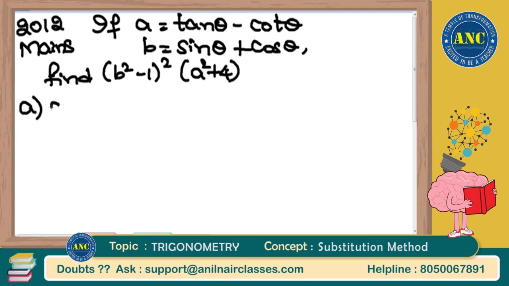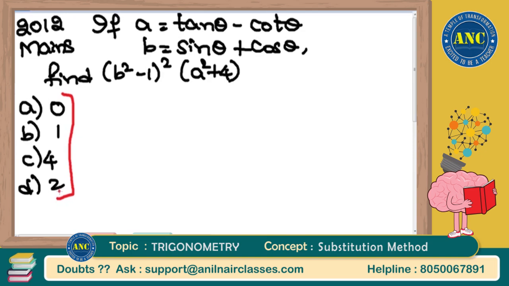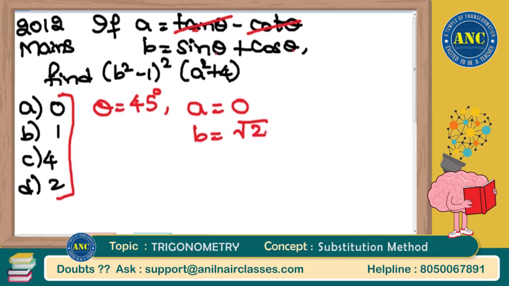Your answer options, exact values which were given in answer options, are 0, 1, 4, 2. Now if you observe carefully, the answer option does not have angle. I told you 5 minutes before, answer option does not have angles. So the beautiful angle for tan and cot to be substituted is 45 degrees. If I put tan and cot 45 degrees, A will become tan 45 is 1, cot 45 is 1, 1 minus 1 is 0. B will become sin 45 is 1 by root 2, cos 45 is 1 by root 2. 1 by root 2 plus 1 by root 2 is 2 by root 2, which is root 2.